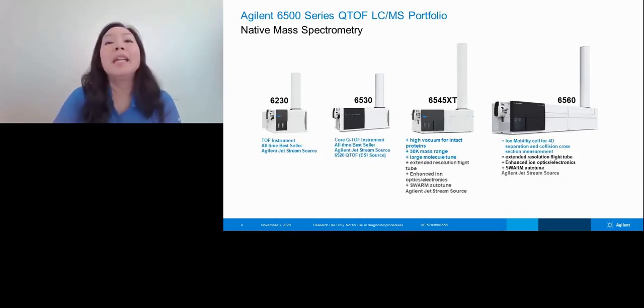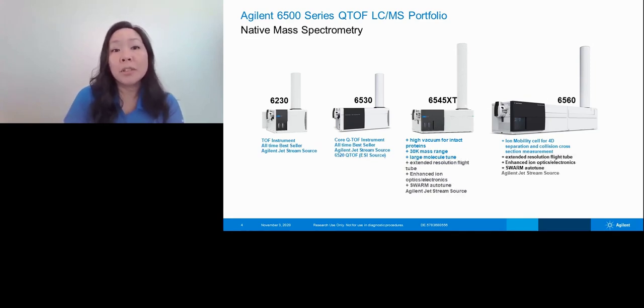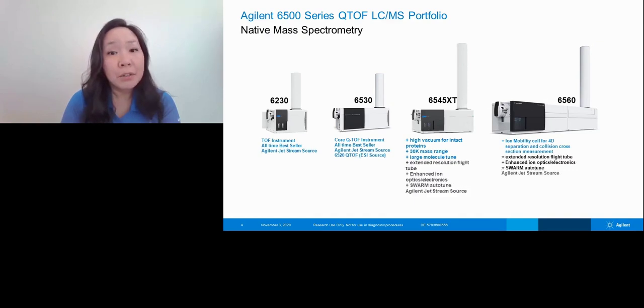Any one of those conditions I outlined in the previous slide, with the nano ESI or AJS source, can be coupled to any one of our high resolution accurate mass QTOF systems. What I'm showing you here are some of the commonly used platforms for this analysis. Here you have the 6230 TOF from the left, a 6530 QTOF, a 6545 XT, which will be the primary focus of our talk today, as well as the 6560 ion mobility QTOF.